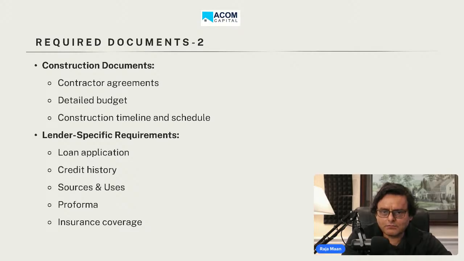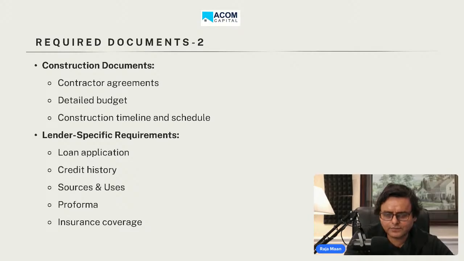Next one is construction documents, contractor agreements, detailed budget. But budget is very important too. The first and foremost things I can tell you right up front: personal financial statements, schedule of real estate owned, executive summary is very important. I don't know if I'm missing something here. Executive summary will tell everything about the project.